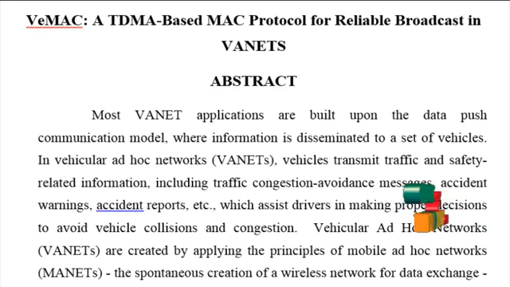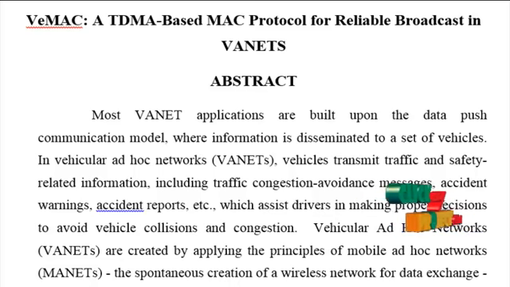Most VANET applications are built upon the data push communication model, where information is disseminated to a set of vehicles. In vehicular ad hoc networks, vehicles transmit traffic and safety related information, including traffic congestion, avoidance messages, accident warnings, accident reports, etc., which assist drivers in making proper decisions to avoid vehicle collisions and congestion.